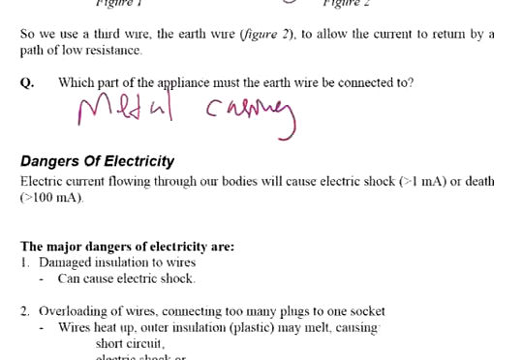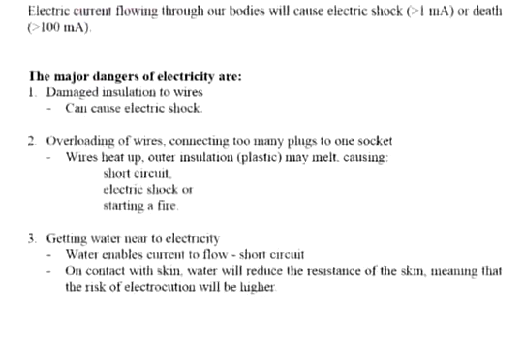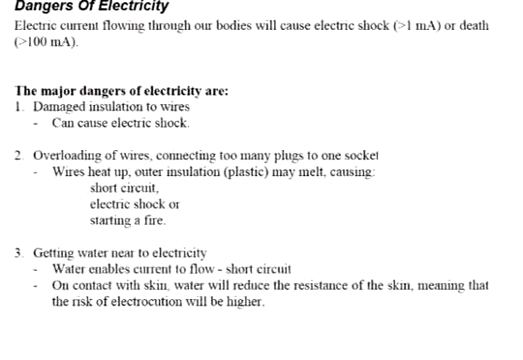The dangers of electricity. Now, electricity flowing through our body will cause electric shock. Starting from 1 milliampere, it can cause an electric shock, and if you have 100 milliampere or higher than that, it can cause death.